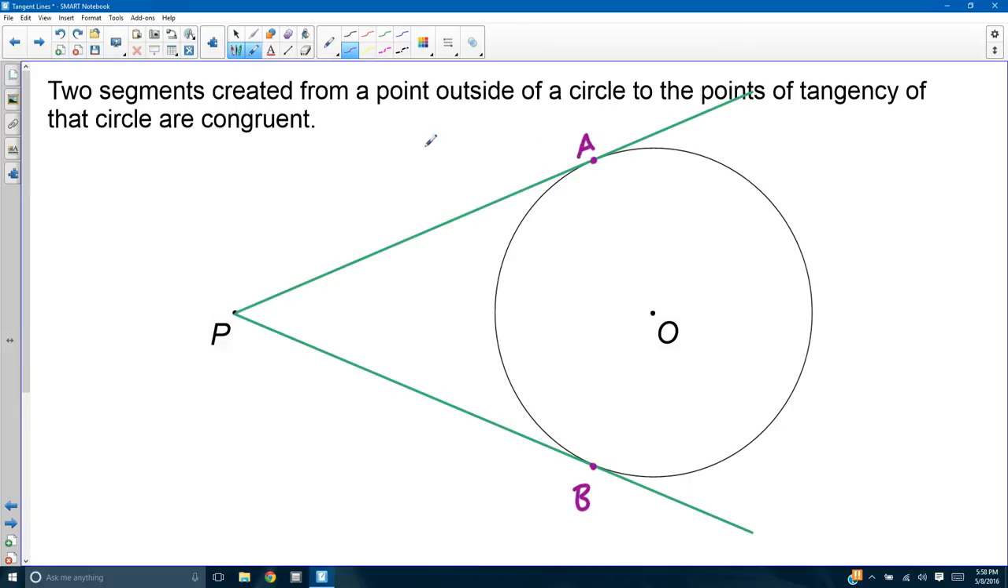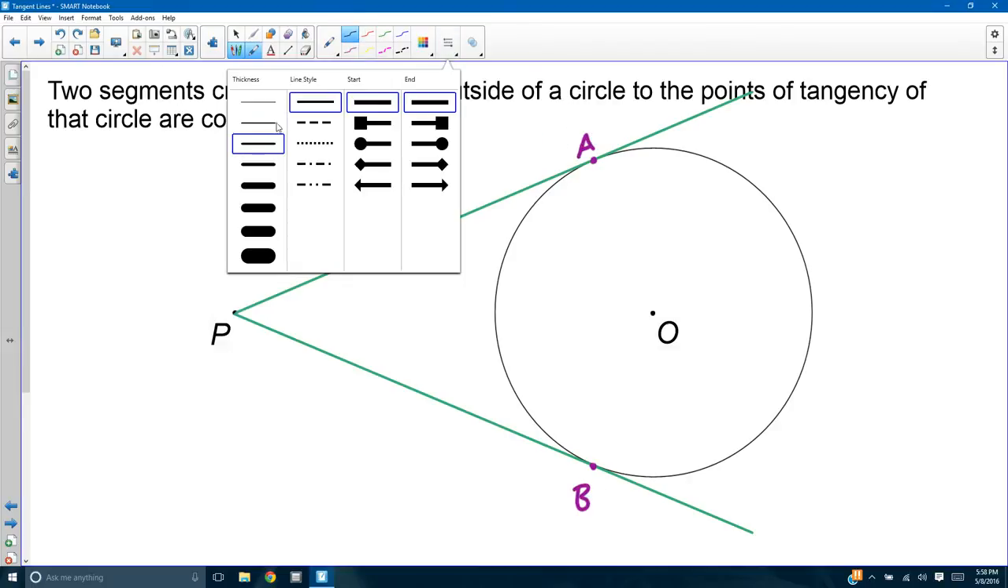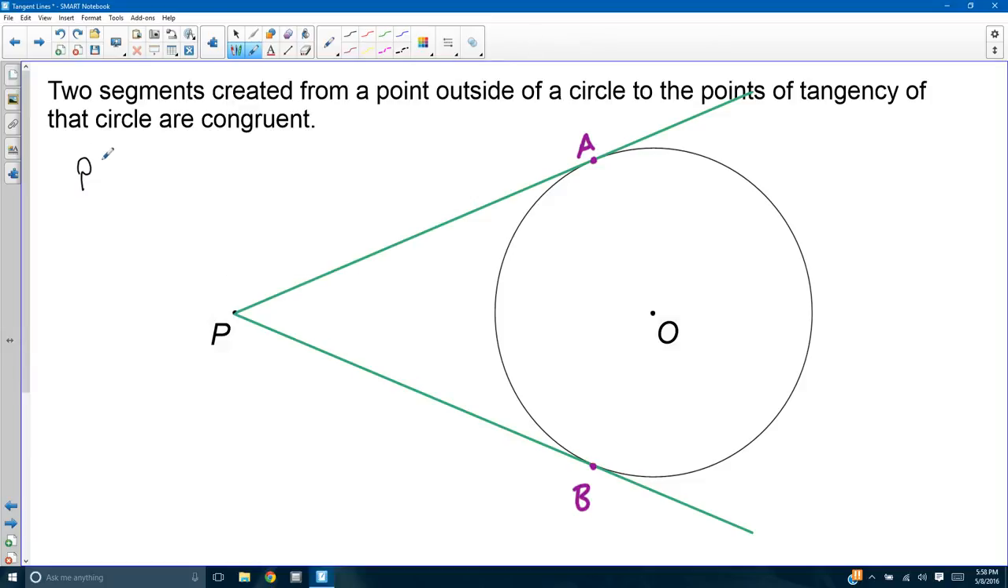All right. I want to say that in the end, PA is congruent to segment PB. Okay. So how can we prove those are congruent? Well, let's do that radius thing we were doing before. Let's draw two radii here and here.